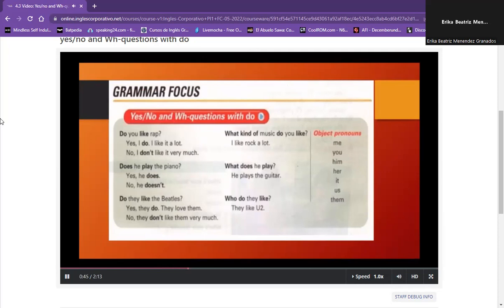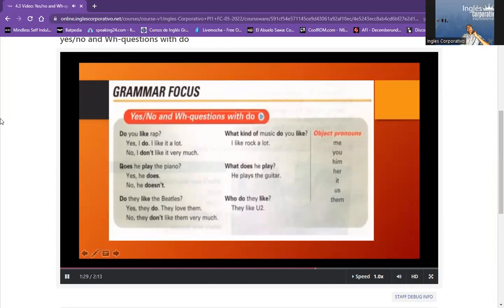Does he play the piano? Yes, he does. No, he doesn't. What does he play? He plays the guitar. Do they like the Beatles? Yes, they do. They love them. No, they don't like them very much. Who do they like? They like you too. Object pronouns. Me. You. Him. Her. It. Us. Them.